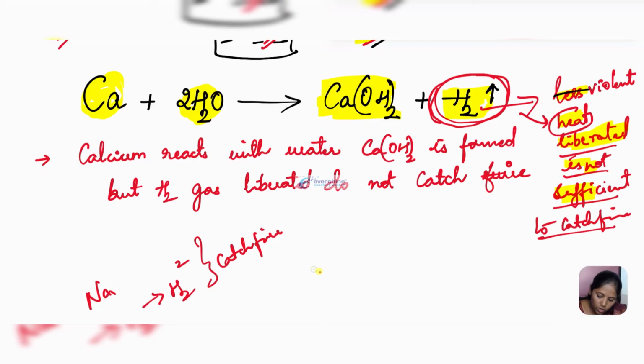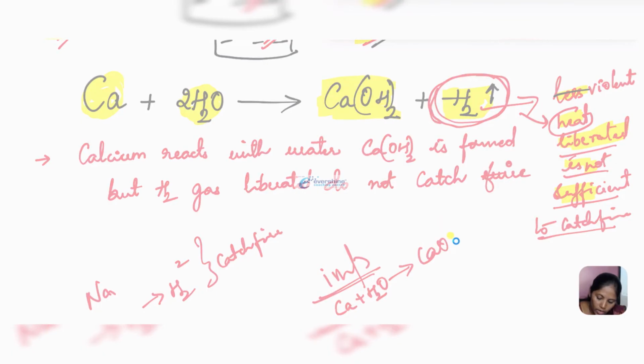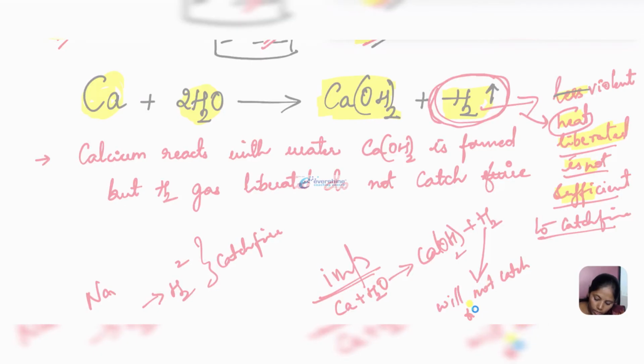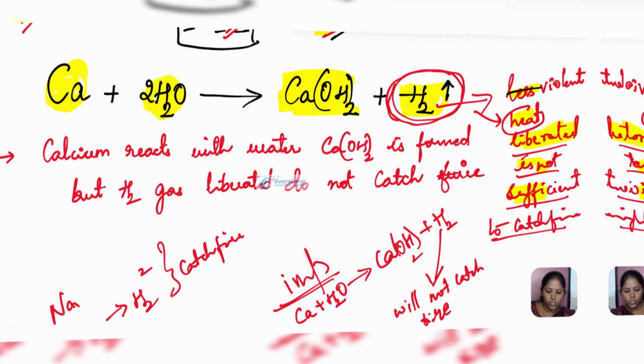This is also a very important question. Why does calcium react with water and form calcium hydroxide and hydrogen gas? The hydrogen gas produced will not catch fire. Why? They'll ask. What you need to write? The heat liberated during this reaction is not sufficient for the hydrogen to catch fire.